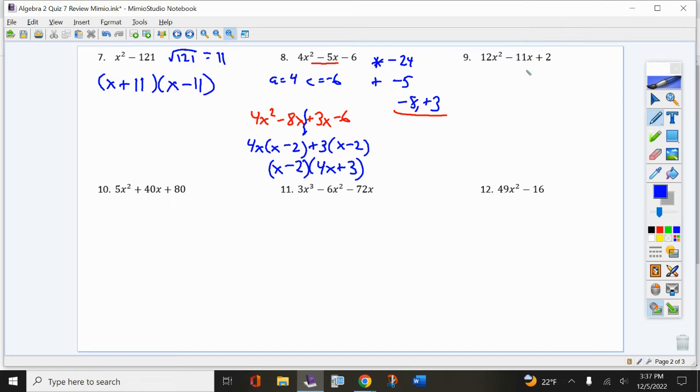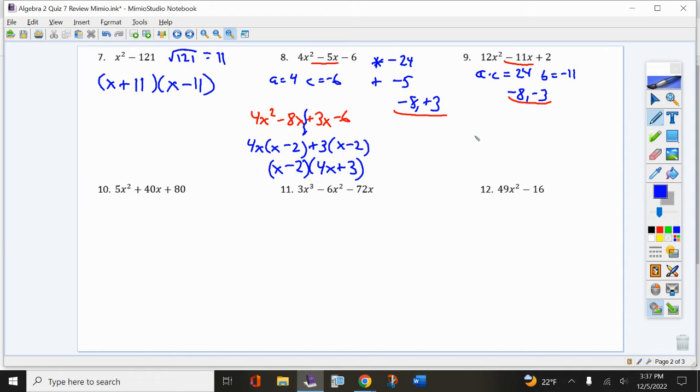So picking up at number 9, notice we have an A that is not 1. Our A is 12. Nothing goes into all three, so I'm looking for A times C, which is positive 24, where B is negative 11. The numbers that multiply to 24 and add to negative 11 are negative 8 and negative 3.